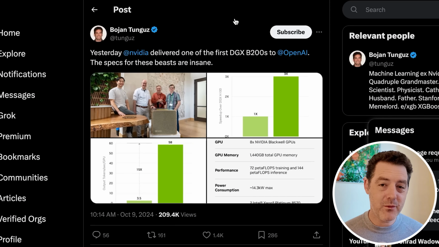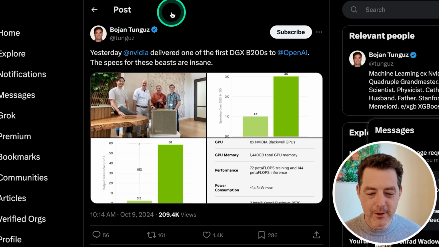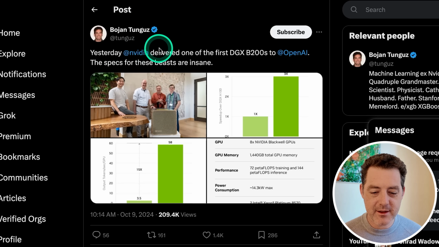Next, NVIDIA has delivered one of the first new chipsets to a client. And of course, the client is OpenAI, and OpenAI was the first to get one of their previous generations of chips. So OpenAI and NVIDIA are very close together. Here, Bojan says, "Yesterday, NVIDIA delivered one of the first B200s to OpenAI. The specs for these beasts are insane."